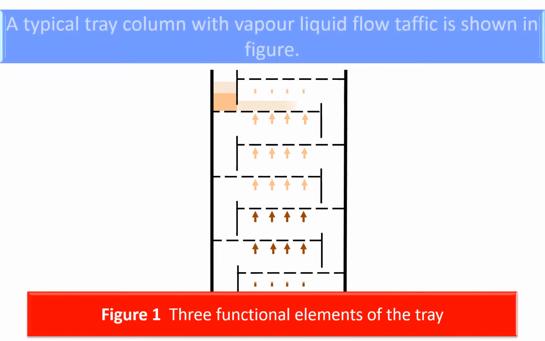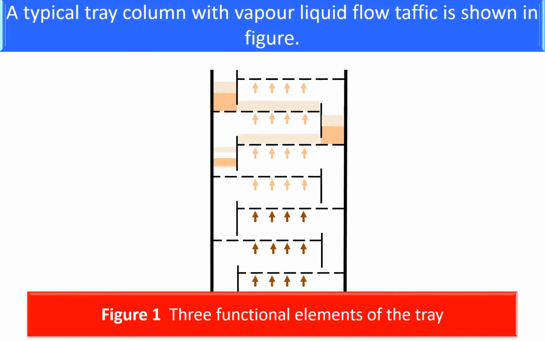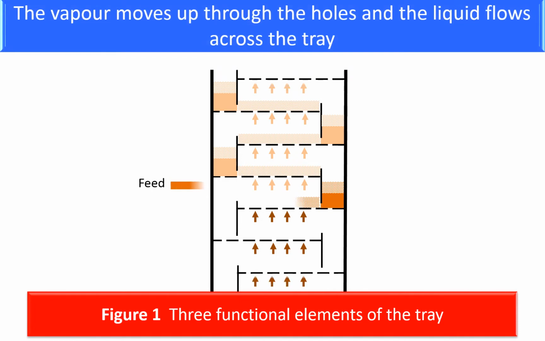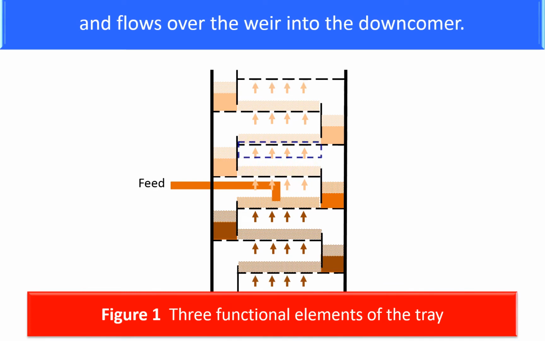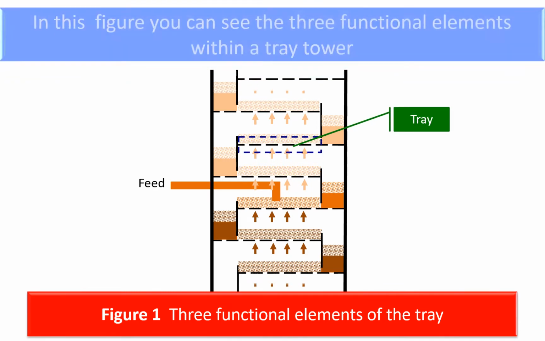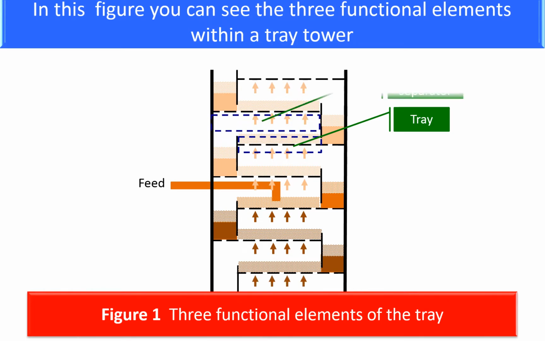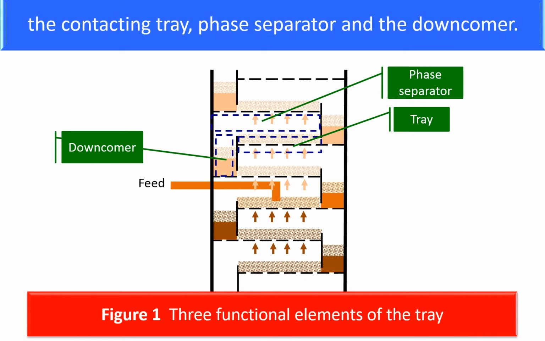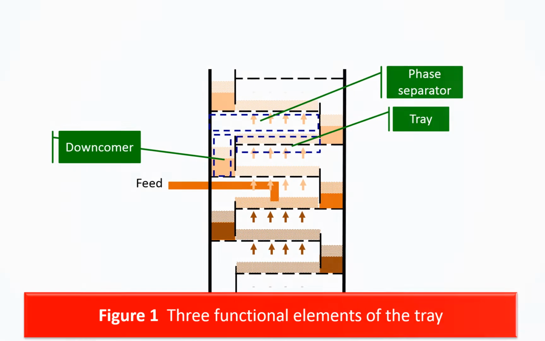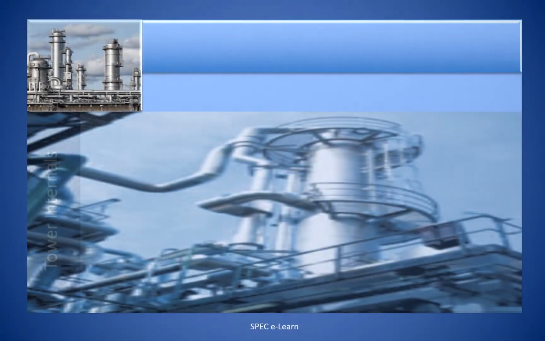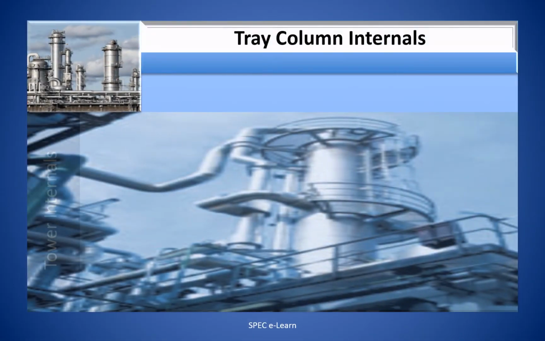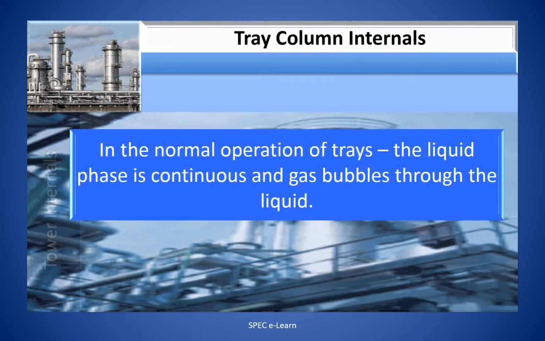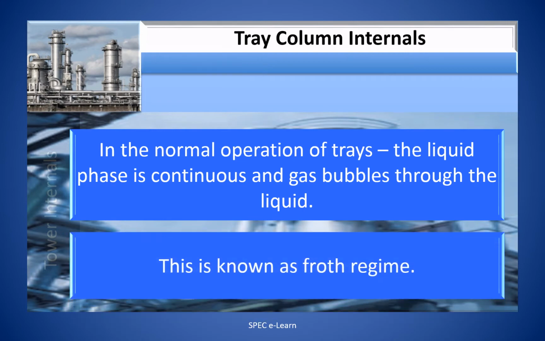A typical tray column with the vapor-liquid flow traffic is shown in this figure. The vapor moves up through the holes and the liquid flows across the tray and flows over the weir into the downcomer. In this figure, you can see the three functional elements within a tray tower: the contacting tray, the phase separator, and the downcomer. In the normal operation of trays, the liquid phase is continuous and the gas bubbles through the liquid. This is known as froth regime.